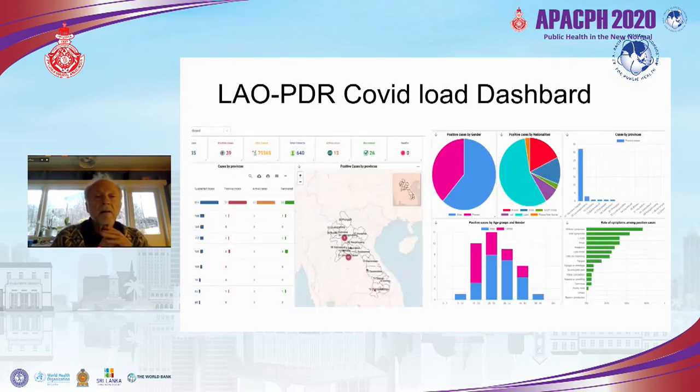They have their dashboard where they can follow, as we have seen from the other countries also, up-to-date data from across the country, also based on geography. Not so many positive cases in Lao PDR, and mostly imported cases, contrary to what we saw in Bangladesh with the cases in the 100,000s. So you can see that it can be used at a low load level and at a high load level.